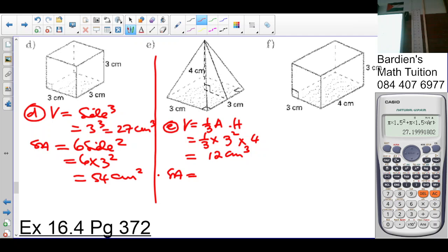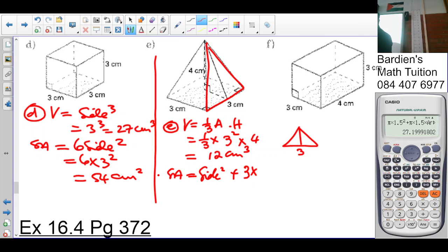It will be area of the base, which is side squared, plus 3 times the area of a triangle. Not so? A triangle looking like this here, with a base of 3. But the height of this, what's the name, I must work out? Not so?